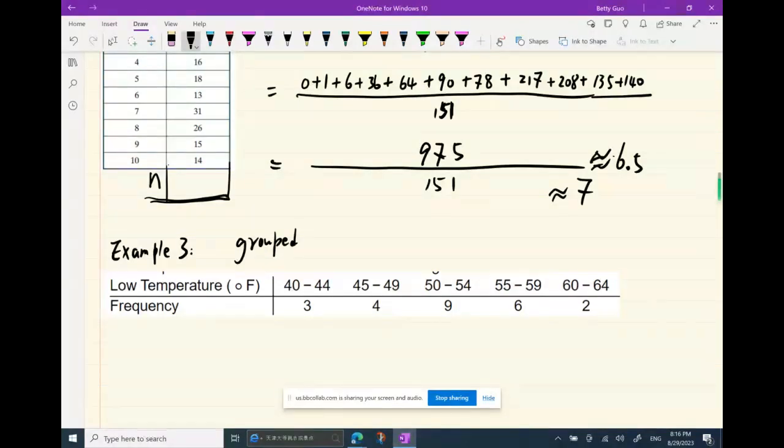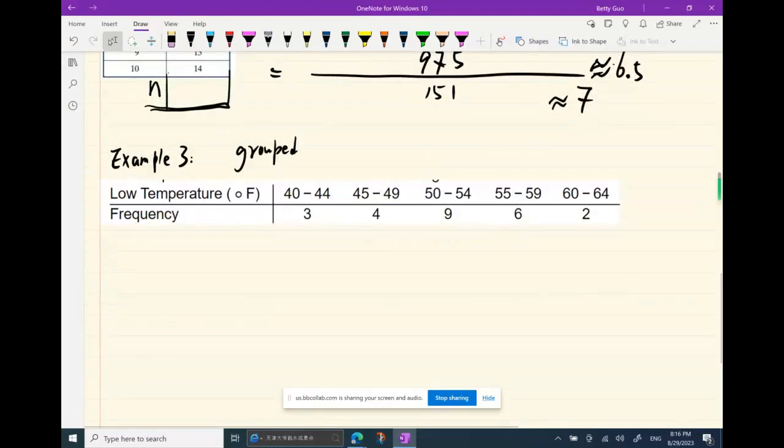If we only have a grouped frequency distribution table like this one, you remember the grouped frequency distribution table has 2 columns, right? But you will see something like this. I got this from our MyLab Math homework. It gives you 2 rows, so the table goes horizontally. It's the same thing. The first class is from 40 to 44. Second class, 45 to 49. Third class, 50 to 54. Next class, 55 to 59. Last class, 60 to 64.